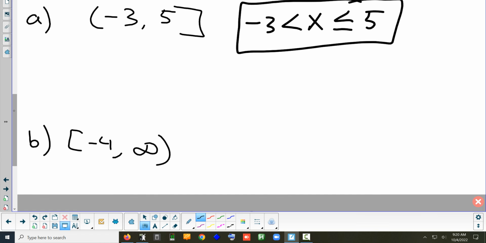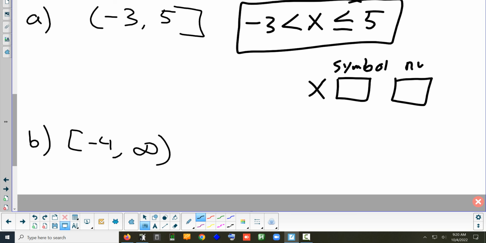So when you write this one, you don't need an X in the middle and a number on the left and a number on the right. All you really need to do is write something like X, an inequality symbol, and then a number. X is greater than 5. X is less than 2. That's all that this one's going to be. So how would you write this one as an inequality?